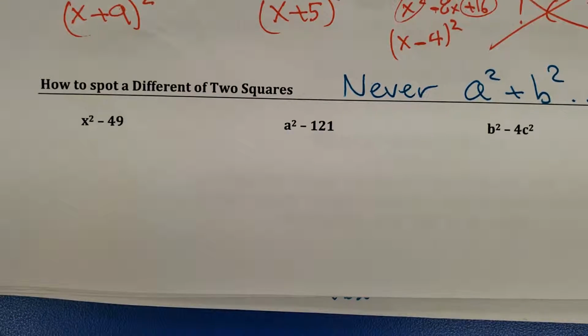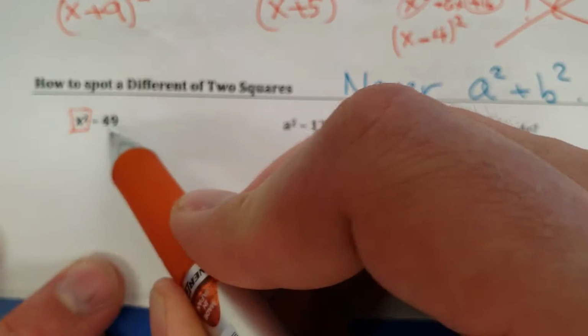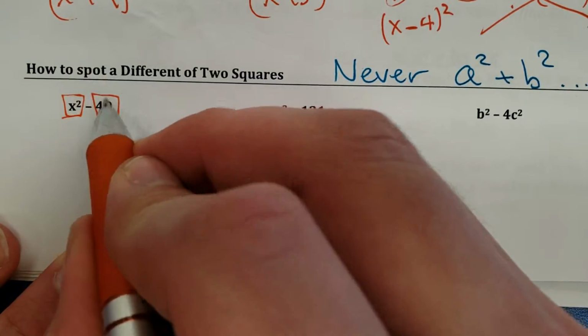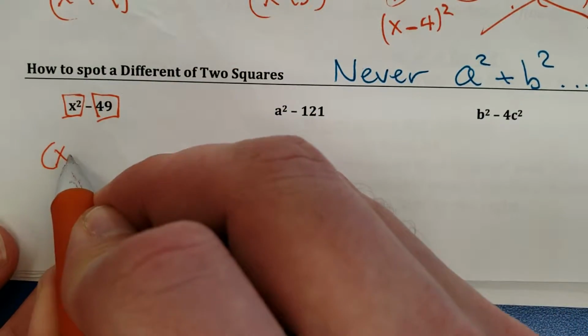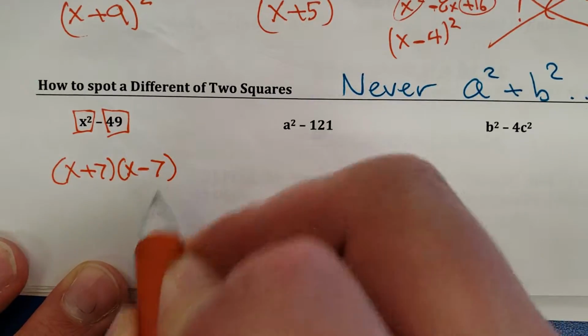Literally ask yourself, does it look like a difference of two squares? Looks like I got a square. Looks like I got a square. Looks like it's a difference. Yeah, that's a difference of two squares. You know what this used to be? This used to be x plus 7 times x minus 7.